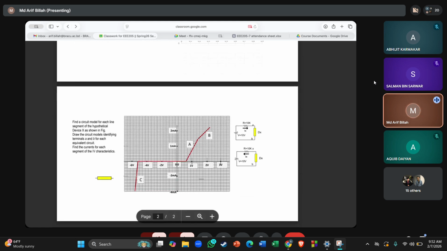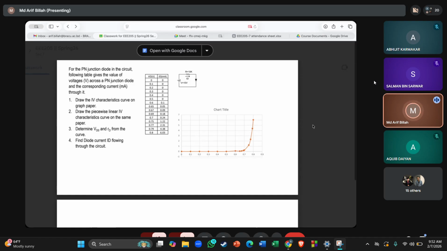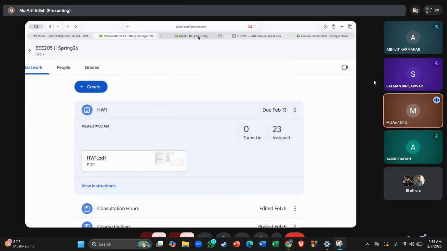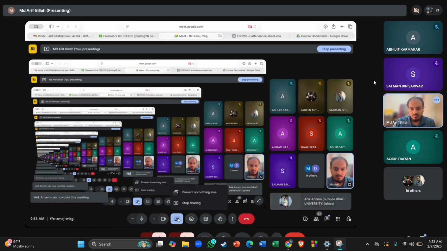Solve one example of this right now. So hopefully this will be easy. This shouldn't take a week, but you have a week to submit. Okay, let me stop presenting.